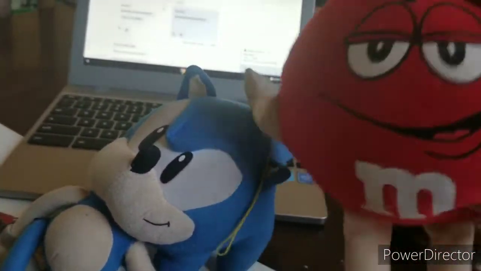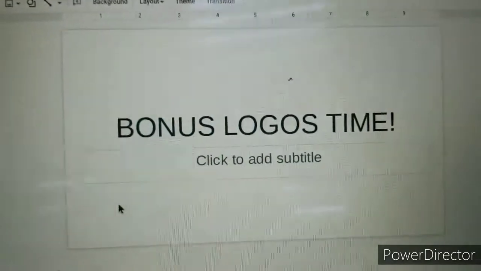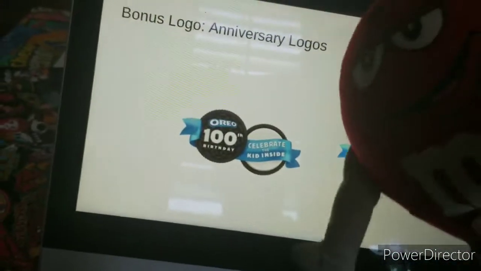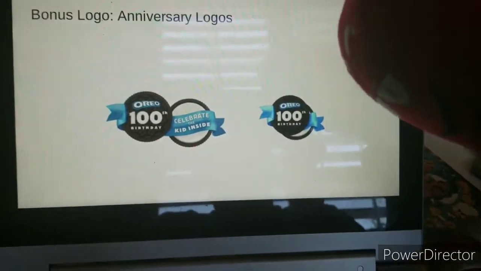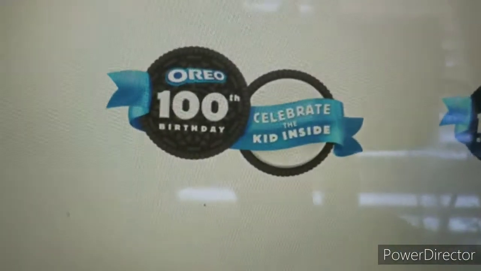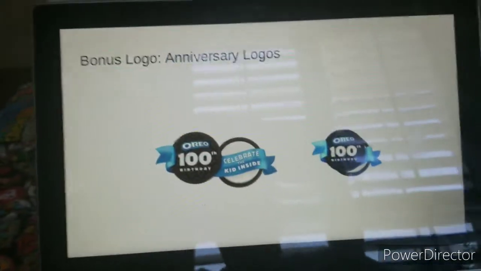Enough of singing Oreo. It's time for bonus logo time. In case you may have noticed, this is the bonus logo that was used in anniversary logos. Did you know that? To celebrate their 100th birthday, Oreo uses celebrate the kid inside, and with no version of it.